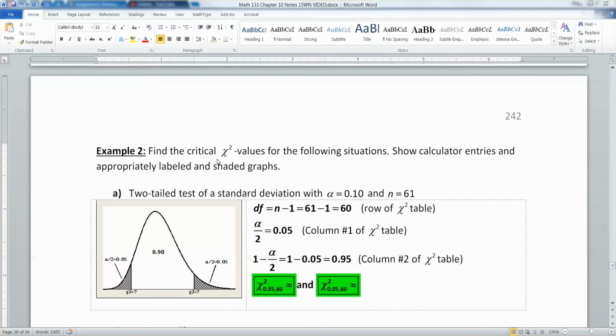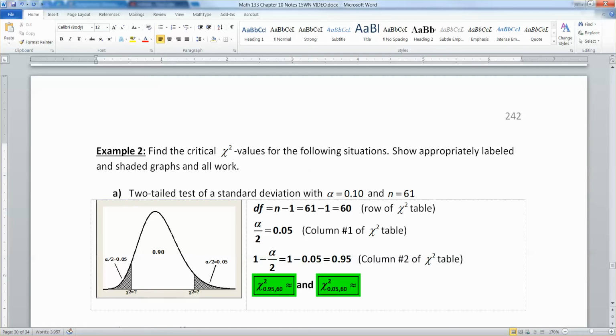In this example, we're going to learn how to find the critical chi-square values for different types of hypothesis tests. We don't have any calculator entries to show, so I'm not really sure why I wrote that, but we're going to show appropriately labeled and shaded graphs, and any work that we need to do here.